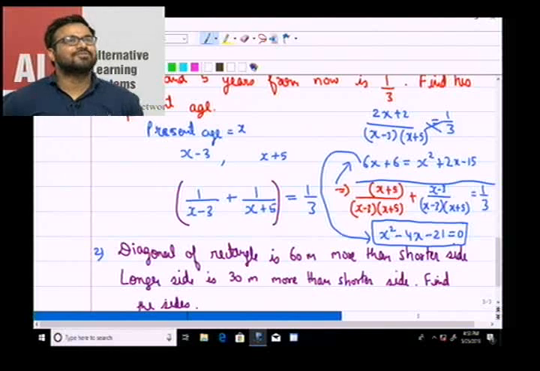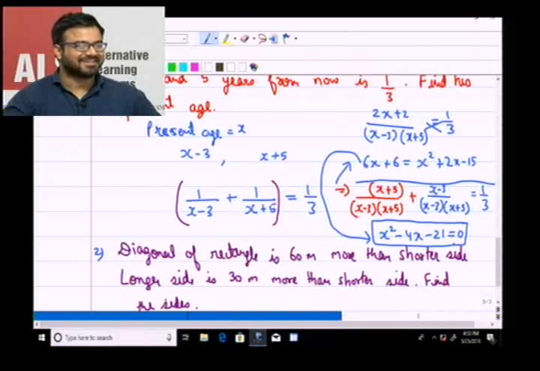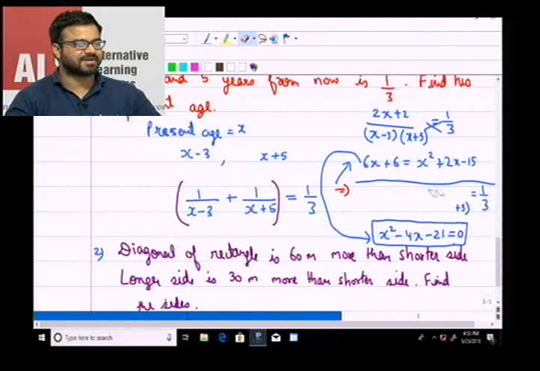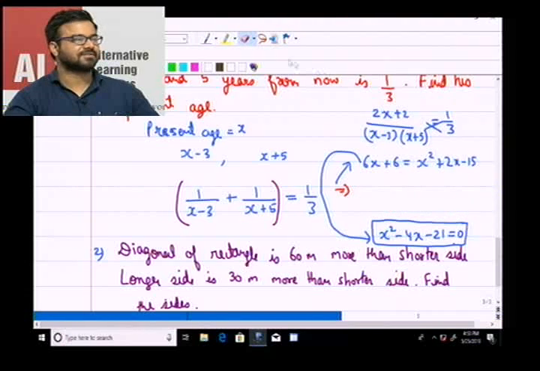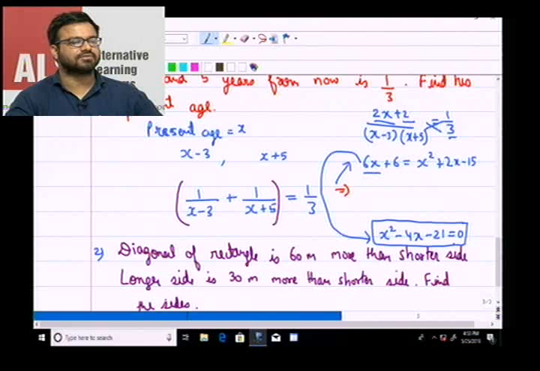Oh, how I got 2x and minus 15? See, let me remove this part. So this was the equation after adding. When we have cross multiplied, this has become 2x plus 2 into 3, 2x into 3, that will be 6x, 2 into 3, that will be 6, and x minus 3 into x plus 5. I have multiplied these two brackets, x minus 3 into x plus 5.